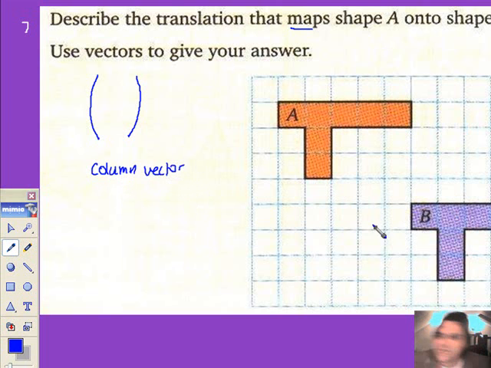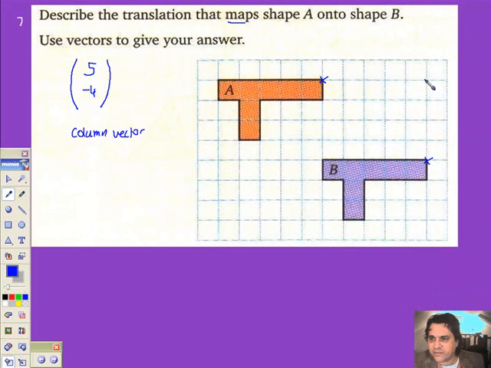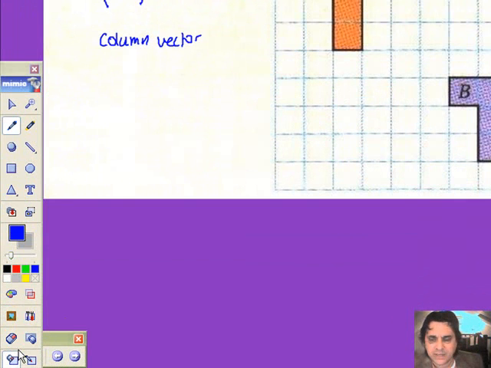If we pick a leading point, say I want to pick this one and end up there, how should we do this? 1, 2, 3, 4, 5 to the right, so it's positive 5, and then 1, 2, 3, 4 down, so that's minus 4. Check again. Start from here: 1, 2, 3, 4, 5. 1, 2, 3, 4. So it's 5, minus 4, and that'll be a 2-mark question. So the translation maps A onto B through the vector (5, minus 4).